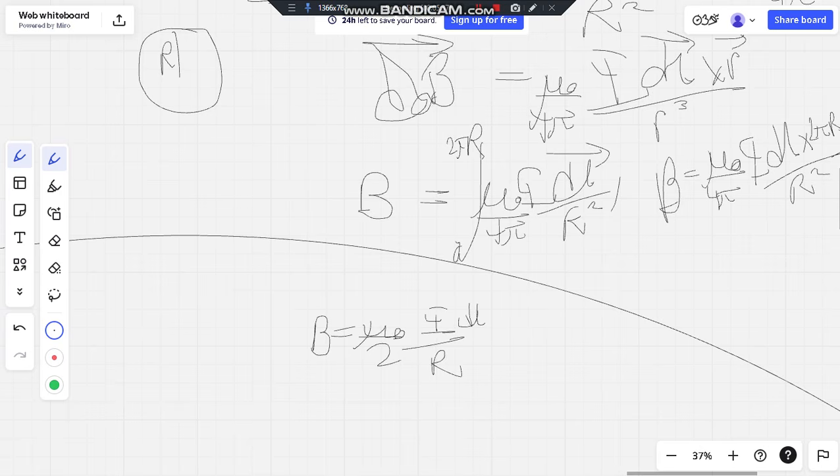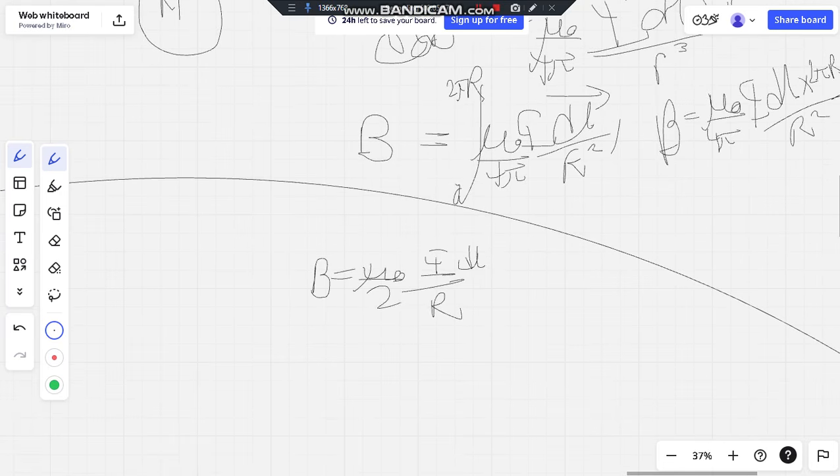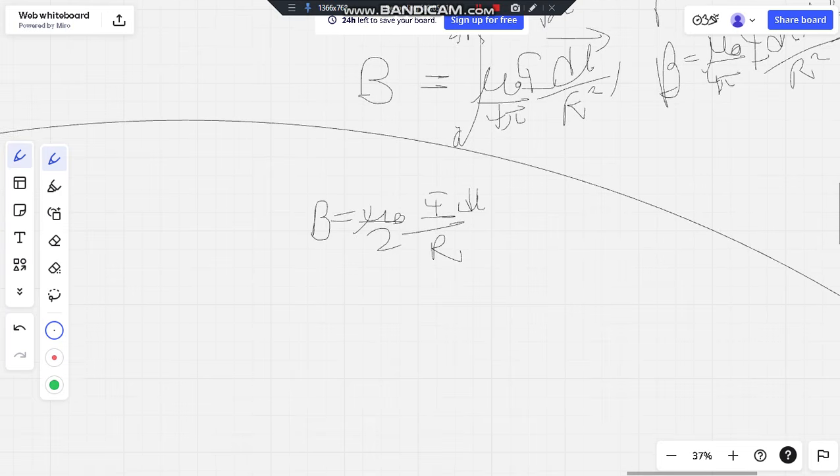Alright, so how do you find the direction of this magnetic field? That is very easy. We're going to be looking at the vectorial form, IDL cross R. We can use the right hand rule, and then we can also use the right hand curl rule, or we can also use the same old reliable vectorial method. So it is IDL cross R, right?